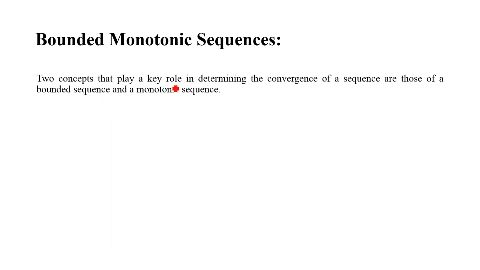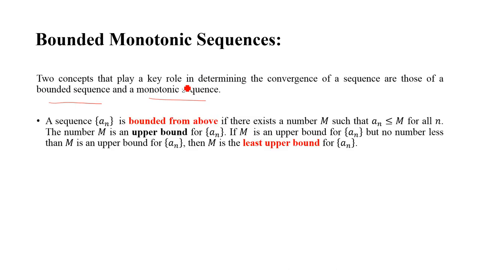Now, two concepts that play a key role in determining the convergence of a sequence are those of the bounded sequence and monotonic sequence. Now, we are going to define bounded and monotonic sequences. A sequence a_n is bounded from above if there exists a number M such that every term of the sequence is less or equal to this number M for all n. The number M is called the upper bound for a_n. If M is an upper bound for a_n, but no number less than M is an upper bound for a_n, then M is the least upper bound for a_n.